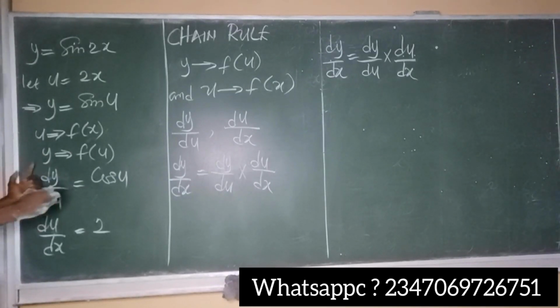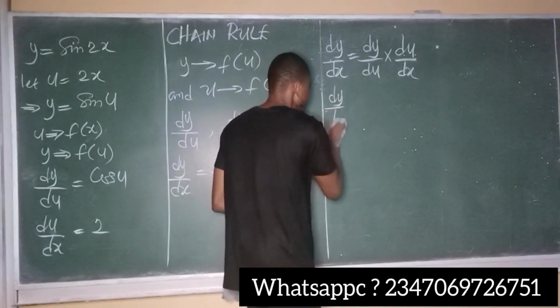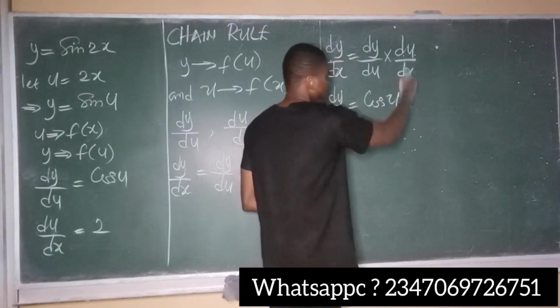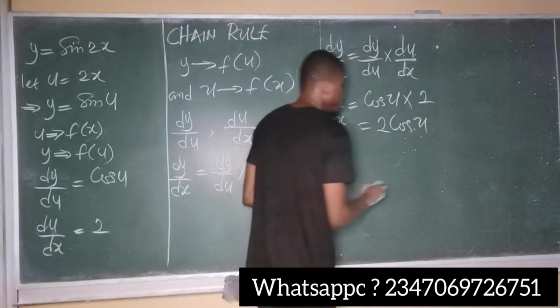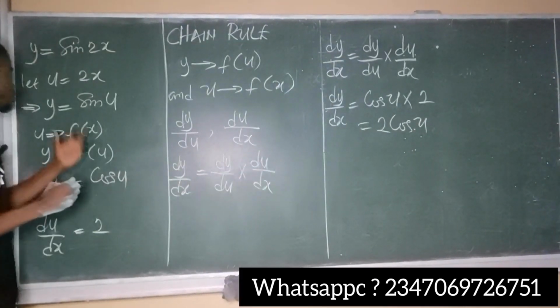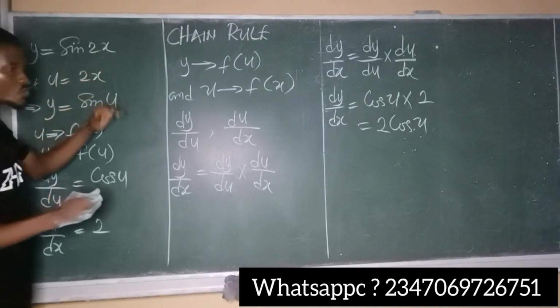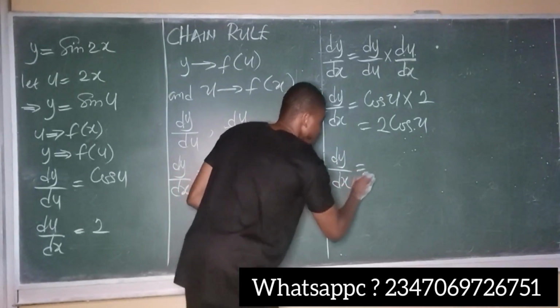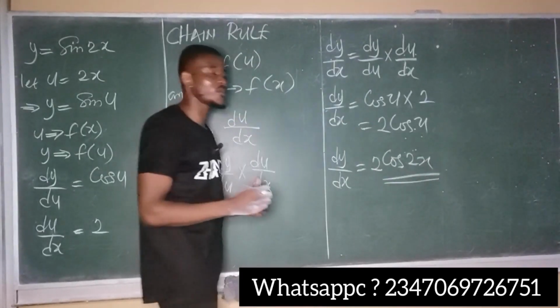And of course, we obtained dy/du to be cos u, and we obtained du/dx to simply be 2. So that means this derivative dy/dx is equal to dy/du, which gave us cos u, multiplied by du/dx, which gave us 2. So this is actually 2 cos u. But remember that we said let u be 2x. So in place of that u, we'll bring back the original value, 2x. So that implies that dy/dx is 2 cos 2x. And that's how you go about that.